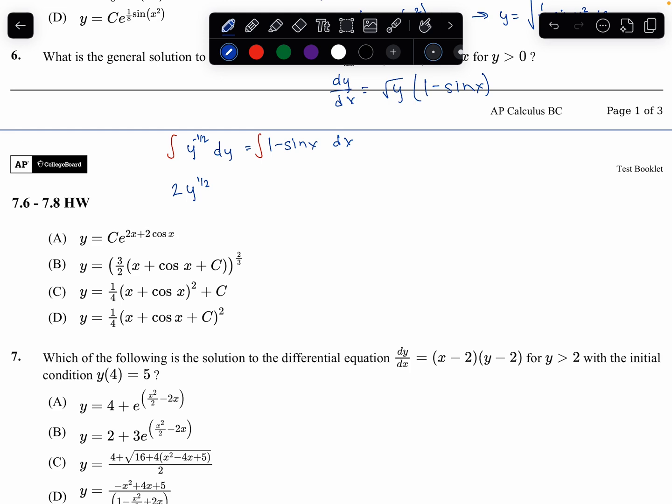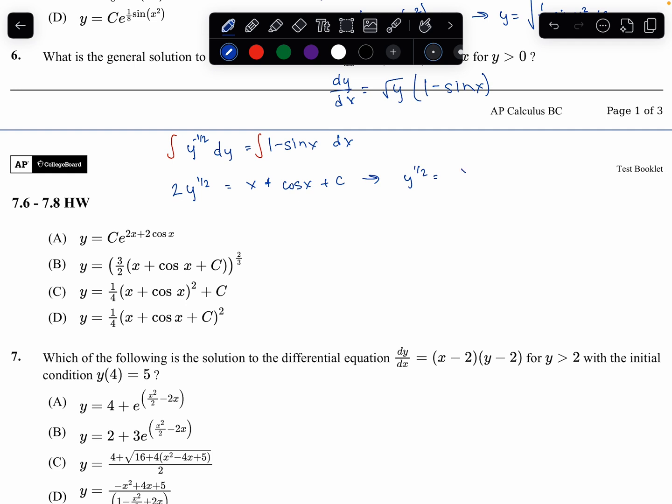Yeah. And then that's going to be equal to x minus, would it be plus cosine? Plus cosine of x, right? Plus cosine. So the derivative of x is 1, derivative of cosine of x is negative sine of x, okay? And then plus c.